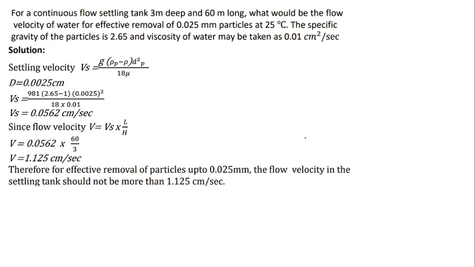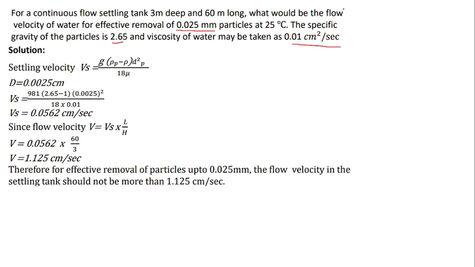The next question is also similar to the assignment problem. The question is for a continuous flow settling tank, 3 meter deep and 60 meter long, what would be the flow velocity of water for effective removal of 0.05 millimeter particle? So the diameter of the particle is given as 0.025 mm at 25 degrees Celsius. The specific gravity of the particles is 2.65 and viscosity of water may be taken as 0.01 centimeter square per second. So unit conversion is very important.